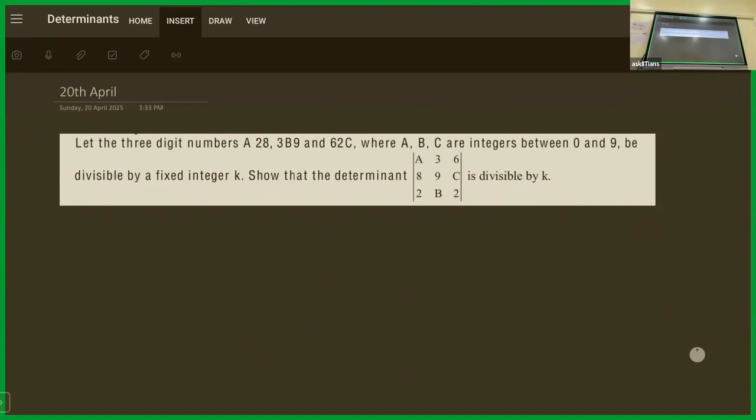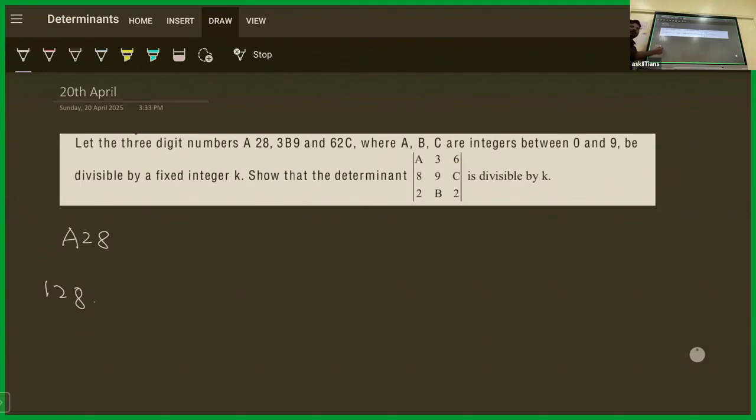Okay, class quiet now. First thing, do you know what this A28 means? What is the meaning of A28? A28 means it's like if I'm writing 128, it's a 3-digit number where A is some digit from 0 to 9. And I hope all of you know how to write a number in expanded form. It was in which grade? Fourth or 5th grade, right?